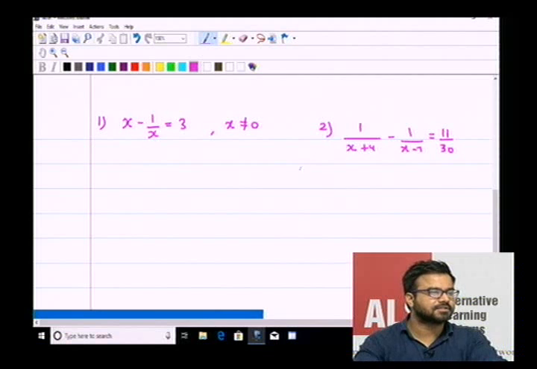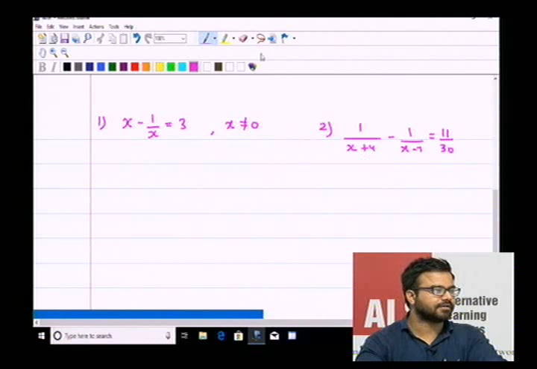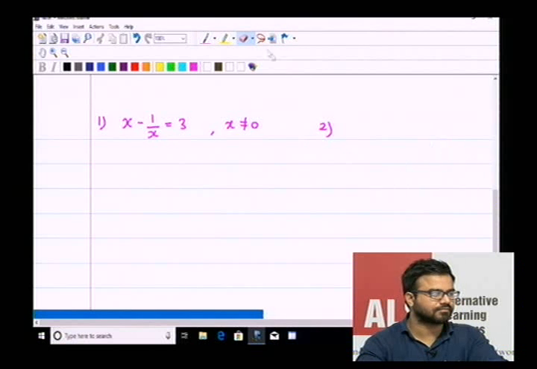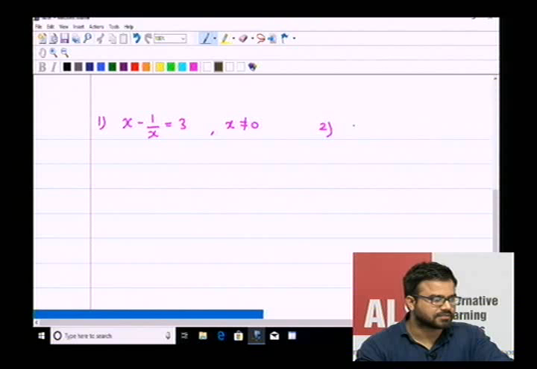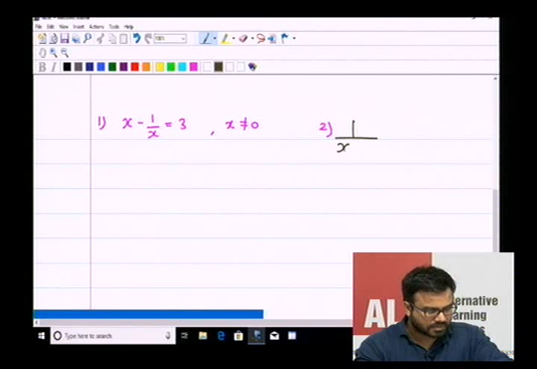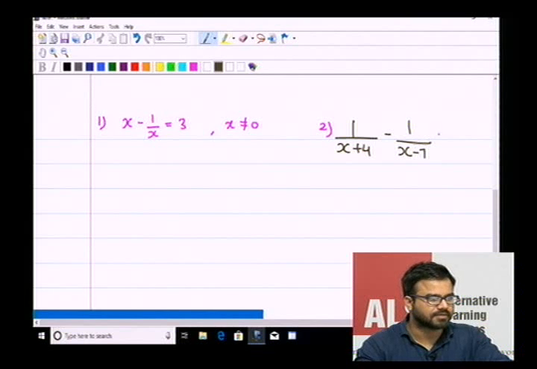Okay, second question is, let me write it once again in an extended form. It is 1 upon x plus 4 minus 1 upon x minus 7 is equal to 11 upon 30.